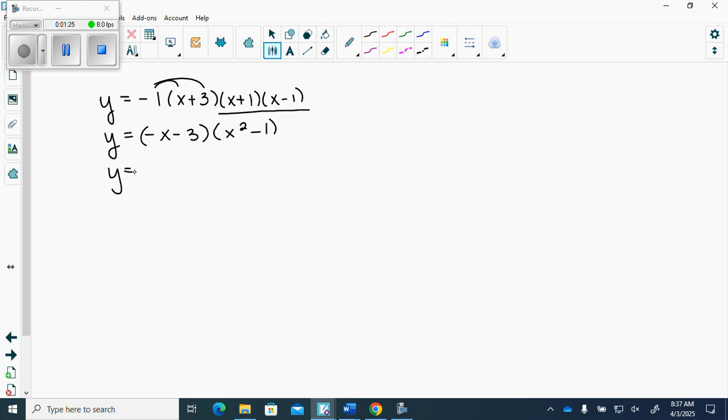And then distribute. So we get y equals -x cubed plus 1x minus 3x squared plus 3, which you could leave like that, but I would want it in descending powers of x.